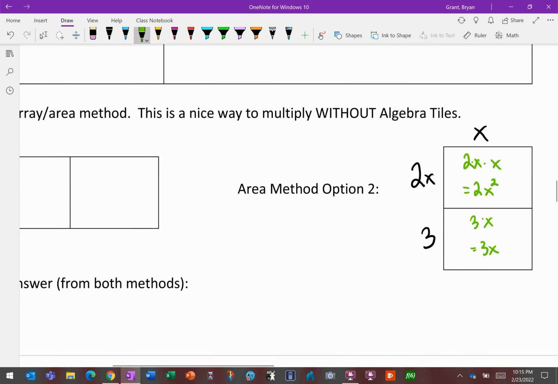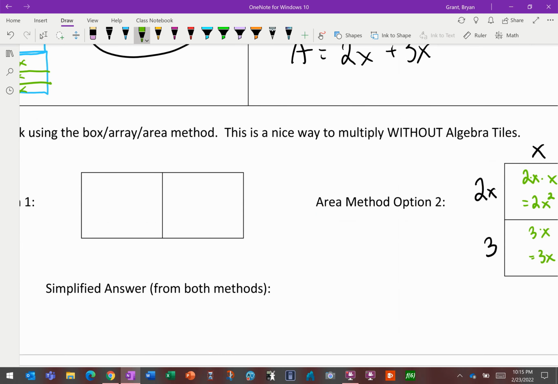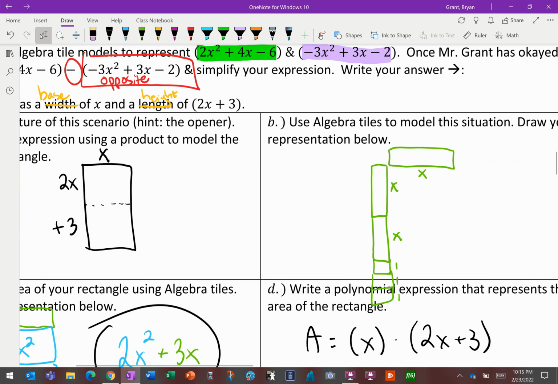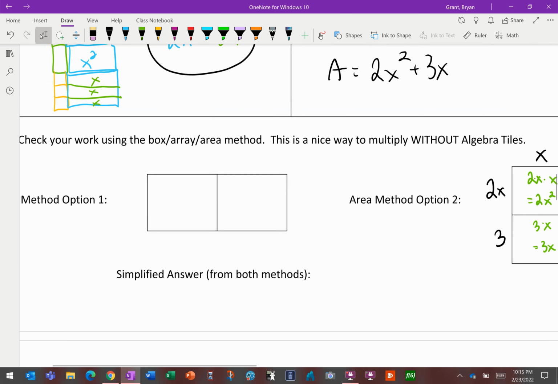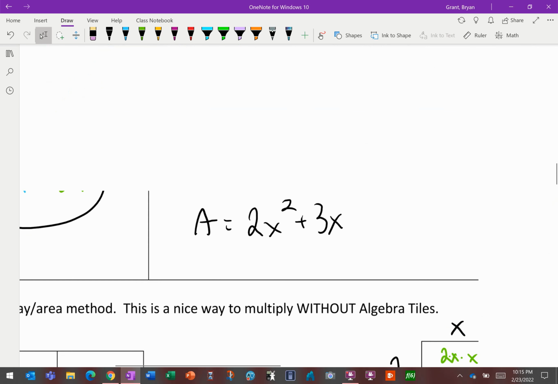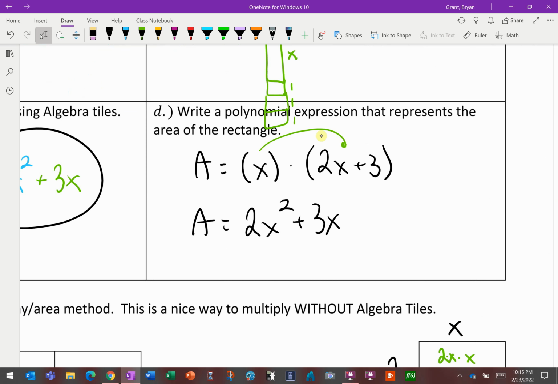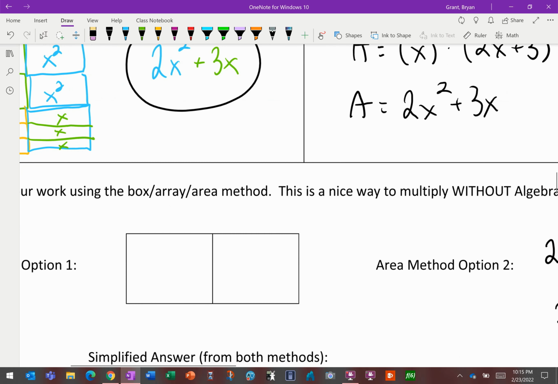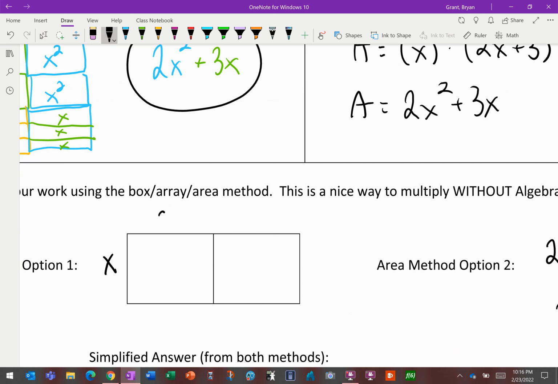Now, there is a second way to do this as well. You'll notice that this rectangle is turned on its side. And even though I said x was the base and the height was 2x plus 3, does that matter? Well, I don't think so. It's just the same thing as switching the order of these two, and since it's multiplication, we're allowed to switch the order. So, am I allowed to put x here and 2x plus 3 here? Certainly. When we multiply these, x times 2x is 2x squared, x times 3 is 3x.